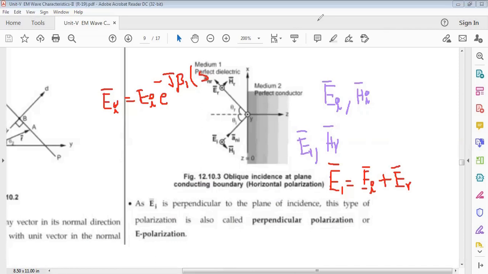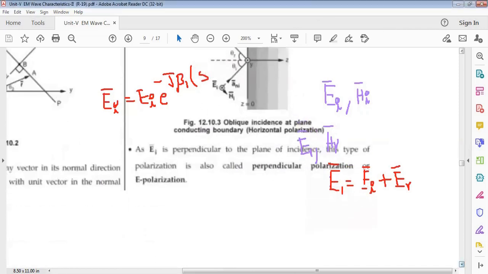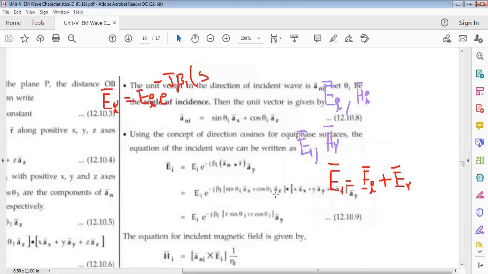let us see that equation. What we got, EI is equal to x into sin theta I plus z into cos theta I, AY bar.